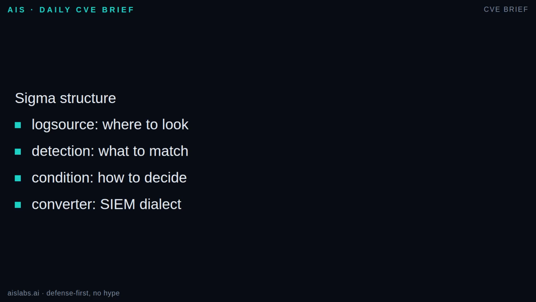The condition tells Sigma how to combine those selections, for example, selection 1 and selection 2. That is the core: log source, detection, condition. Metadata helps humans manage the rule, but those 3 parts carry the logic. Then a converter reads the YAML and outputs the target query syntax. The converter handles the dialect, pipes, operators, quoting, case handling, and the target query shape.